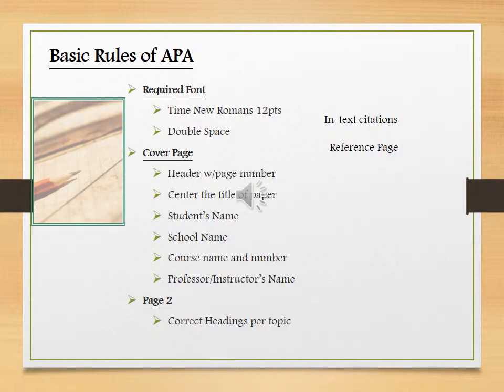Now, the cover page area, the rules can vary based on your institution. But I do know that what is required and is universal is the header, centering the title of the paper, your name, and your school's name. Now, when you move on to page 2, moving forward, you will also need to enter the correct heading per topic. So each topic will have a specific heading depending on the level of your headings. We will also get familiar with in-text citations and then talk a little bit about your reference page.